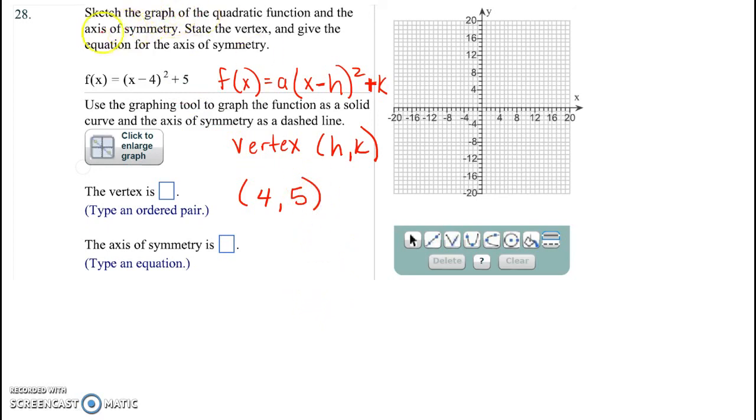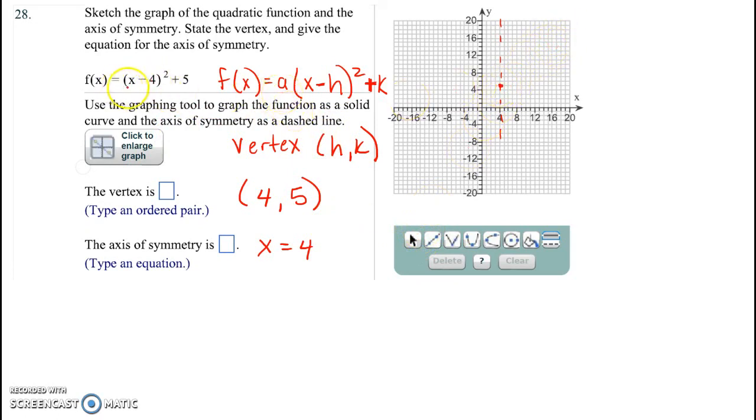All right. So we've got a vertex. They want the axis of symmetry. Well, if our vertex is at 4, 5, 1, 2, 3, 4, 5 right there, our axis of symmetry runs right down the center of the vertex, like this. 4, 5 is right there. So the equation of the axis of symmetry is the line x equals 4. All right? Let's see, state the vertex and give the equation of the axis of symmetry. Use the graphing tool to graph the function as a solid curve, and the axis of symmetry as a dashed line. Okay, I've got my vertex.